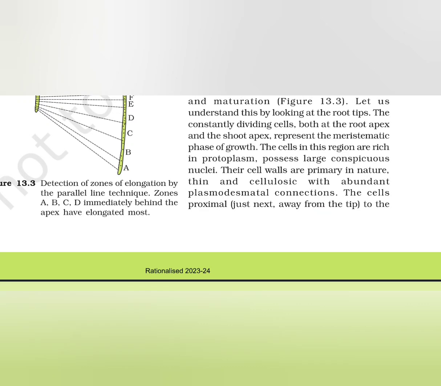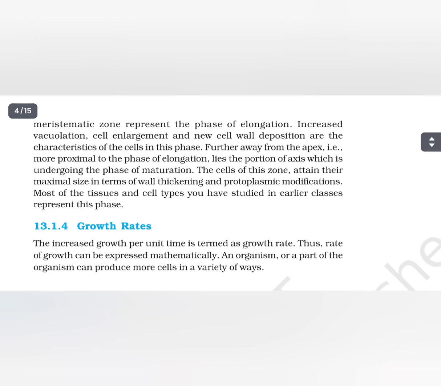The cells proximal to the meristematic zone represent the phase of elongation. Increased vacuolation, cell enlargement and new cell wall deposition are the characteristics of the cells in this phase. Further away from the apex, that is more proximal to the phase of elongation, lies the portion of axis which is undergoing the phase of maturation. The cells of this zone attain their maximal size in terms of wall thickening and protoplasmic modifications. Most of the tissues and cell types you have studied in earlier classes represent this phase.